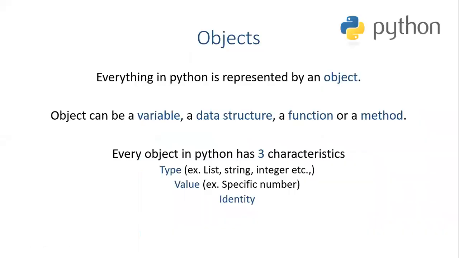So let's get into more details now, since you know how to install Python. Everything in Python is represented by an object, and an object can be a variable, a data structure, a function, or a method. And every object in Python has 3 characteristics: object type, value, and identity. But what does that mean? What is a variable, or a data structure, or a function, or a method?